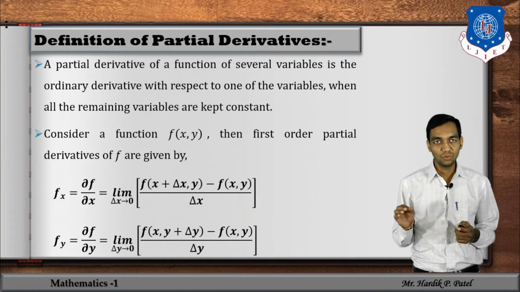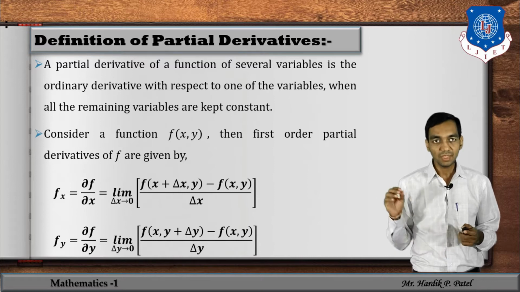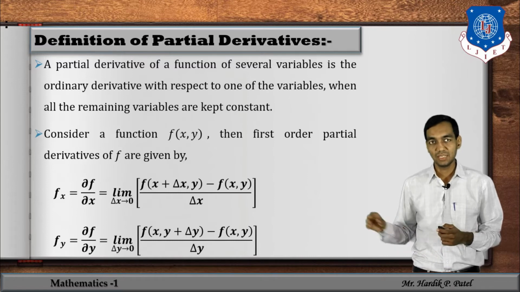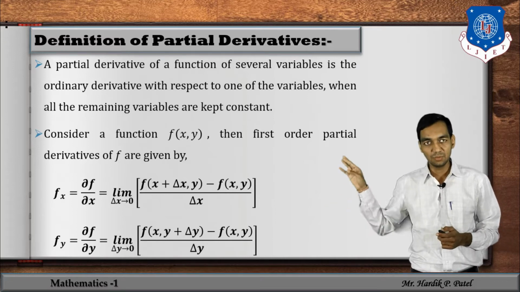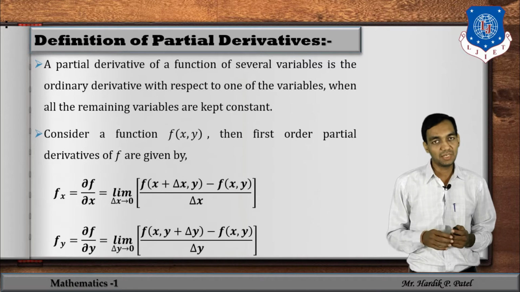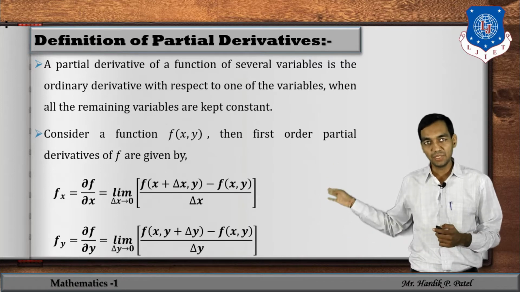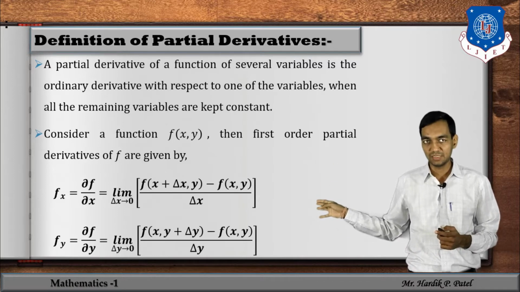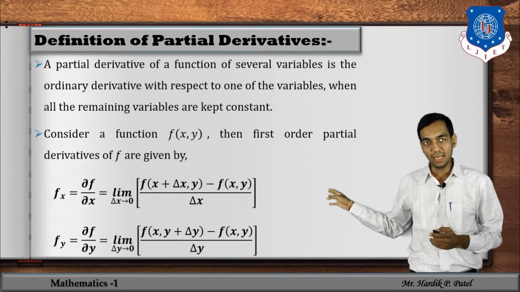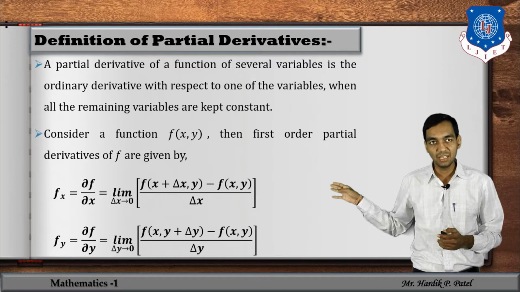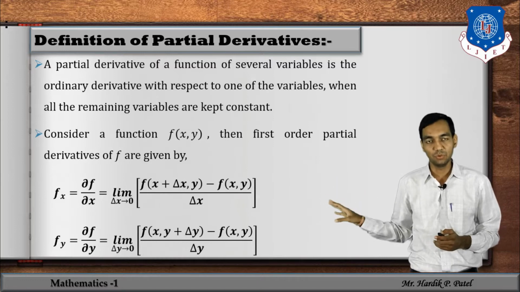Consider f is a function of two variables x and y. Then the first order partial derivatives are given by fx or del f by del x. Now see, del f by del x is a notation of a partial derivative and f suffix x is also a notation of a partial derivative. You can write either of them. Now fx is basically a function of x and y both.